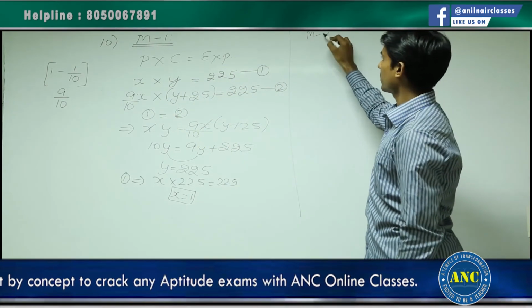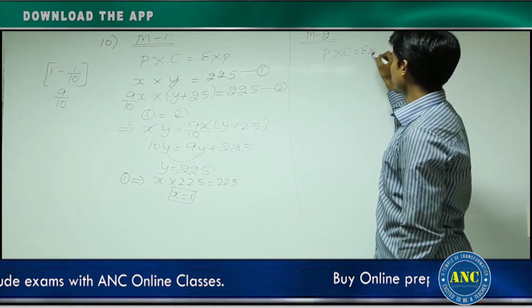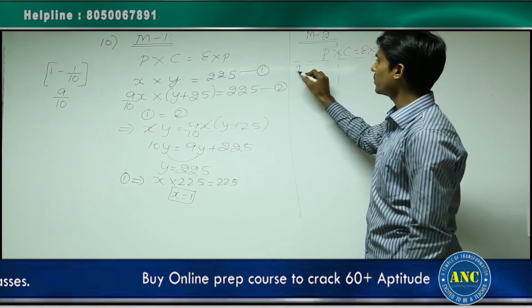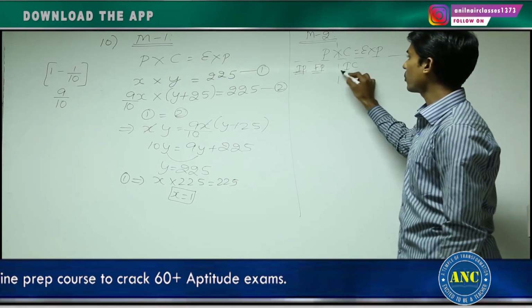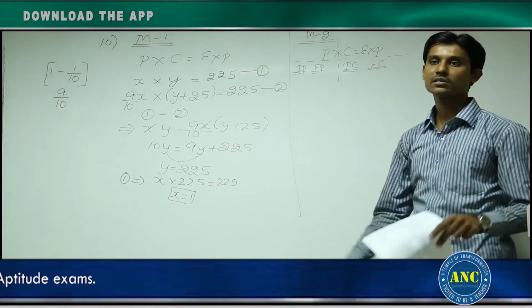Method 2. No variables, nothing. Listen to this carefully. Price into consumption is equal to expenditure. Initially you told me some price. Finally you gave me at some other price. Initially I was supposed to purchase some pens. Finally I purchased some other pens, some more pens.